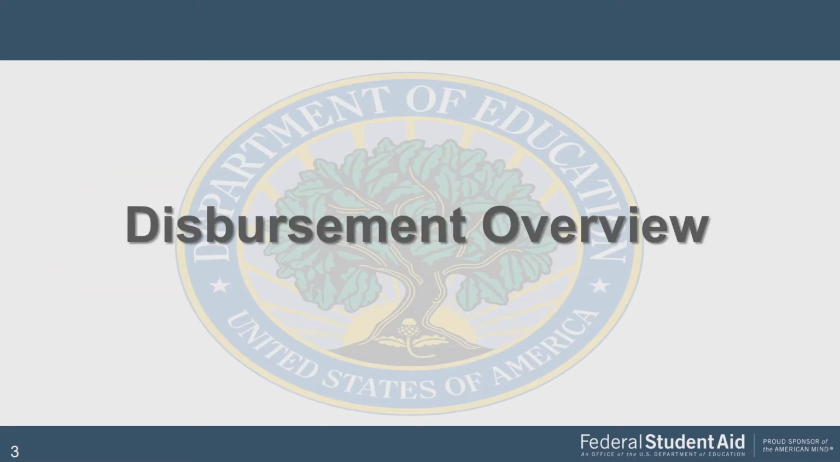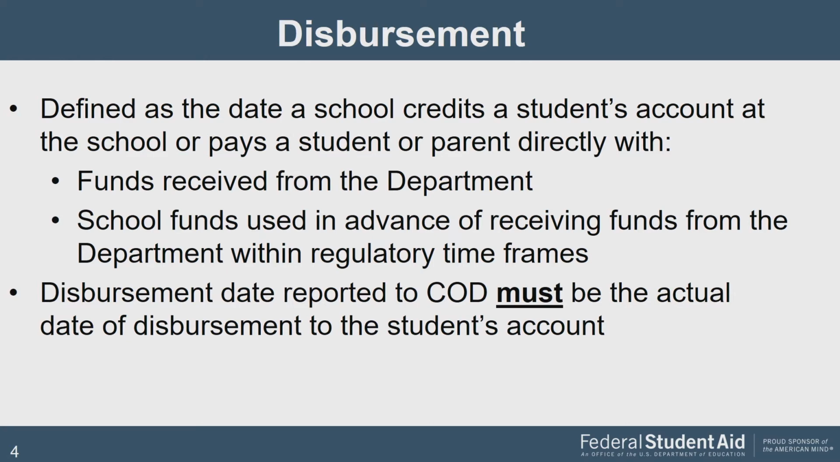So, the disbursement overview. First of all, we have to be clear on what a disbursement actually is. Our regulations apply to only Title IV funds. So our official definition of a Title IV disbursement is when a student account is actually credited or paid directly to either the student or the parent. So this is literally putting the Title IV money on the student's account, on their ledger, or putting the money in their hand or in the parent's hand.